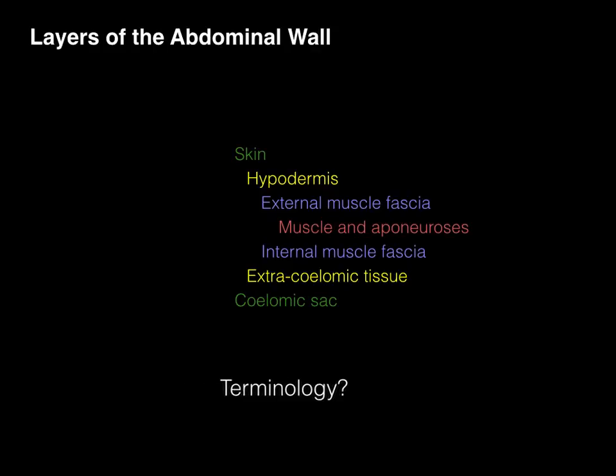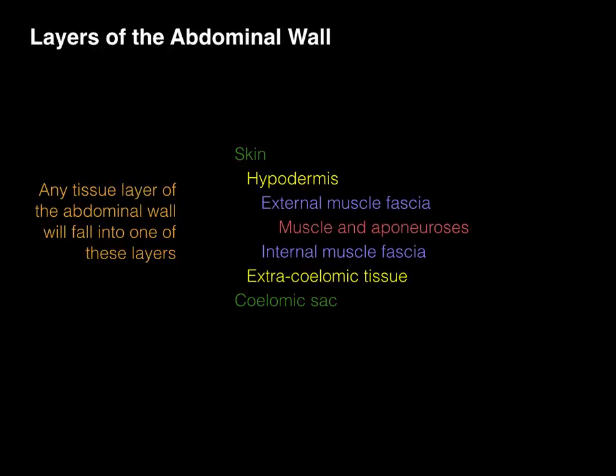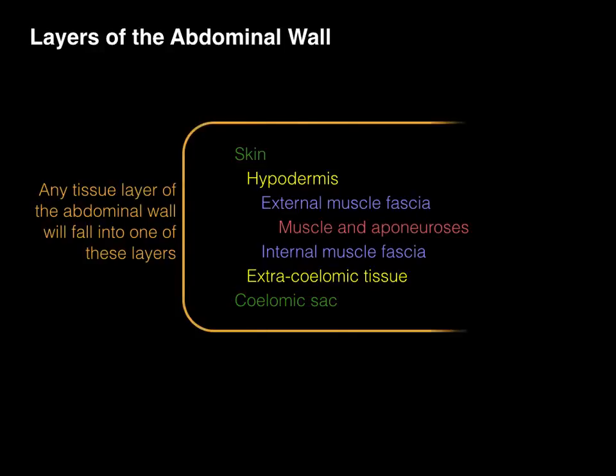Terminology. So looking at this, some of you might be saying, well, I recognize skin, and I recognize hypodermis, and muscle and aponeuroses. That's going to be those muscles derived from the somites. But some of these other ones are a little bit more dodgy, and I don't quite recognize them, but we'll cover them as we go to help you become more familiar. And the power of this is any tissue layer of the abdominal wall will fall into one of these layers no matter what we are learning.